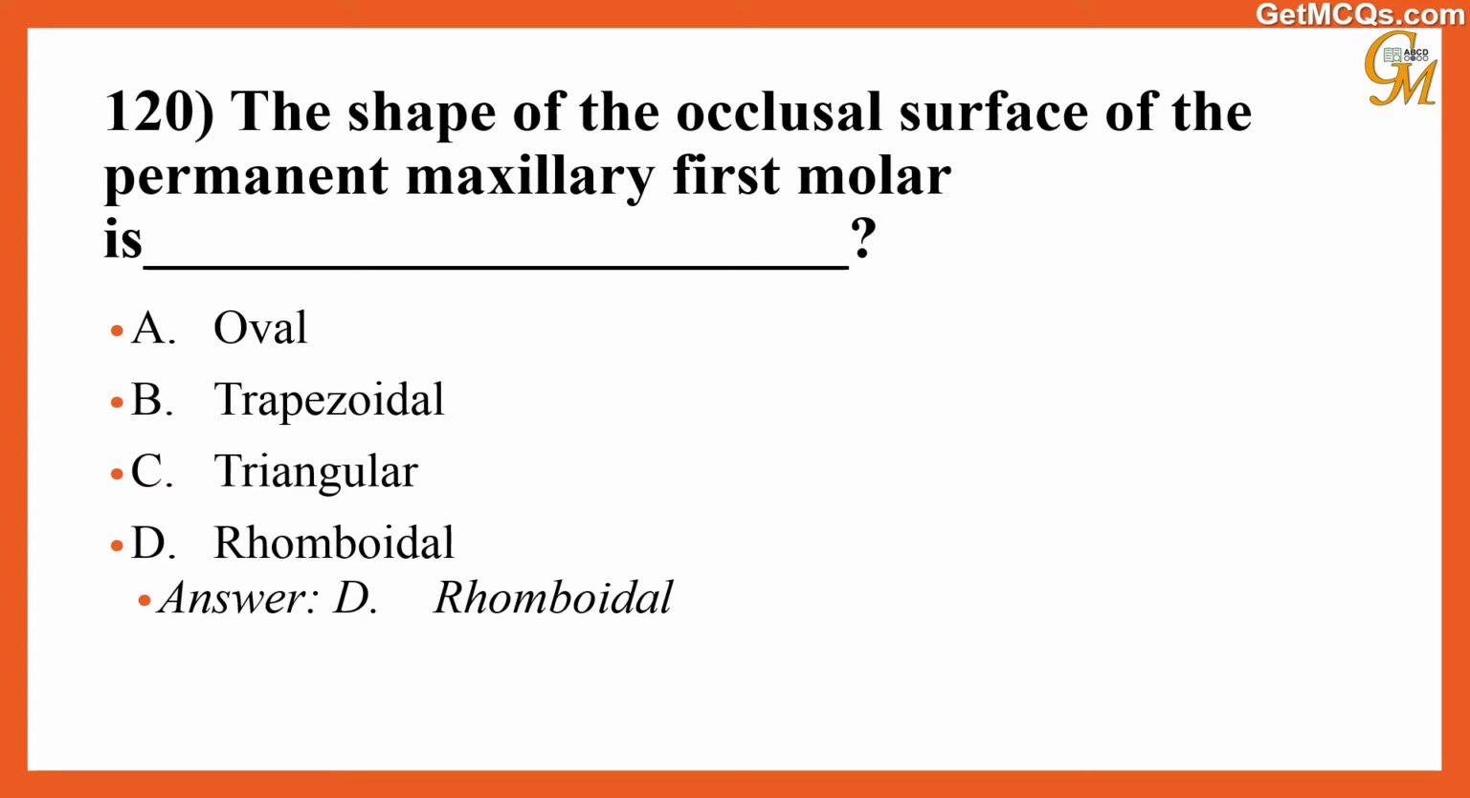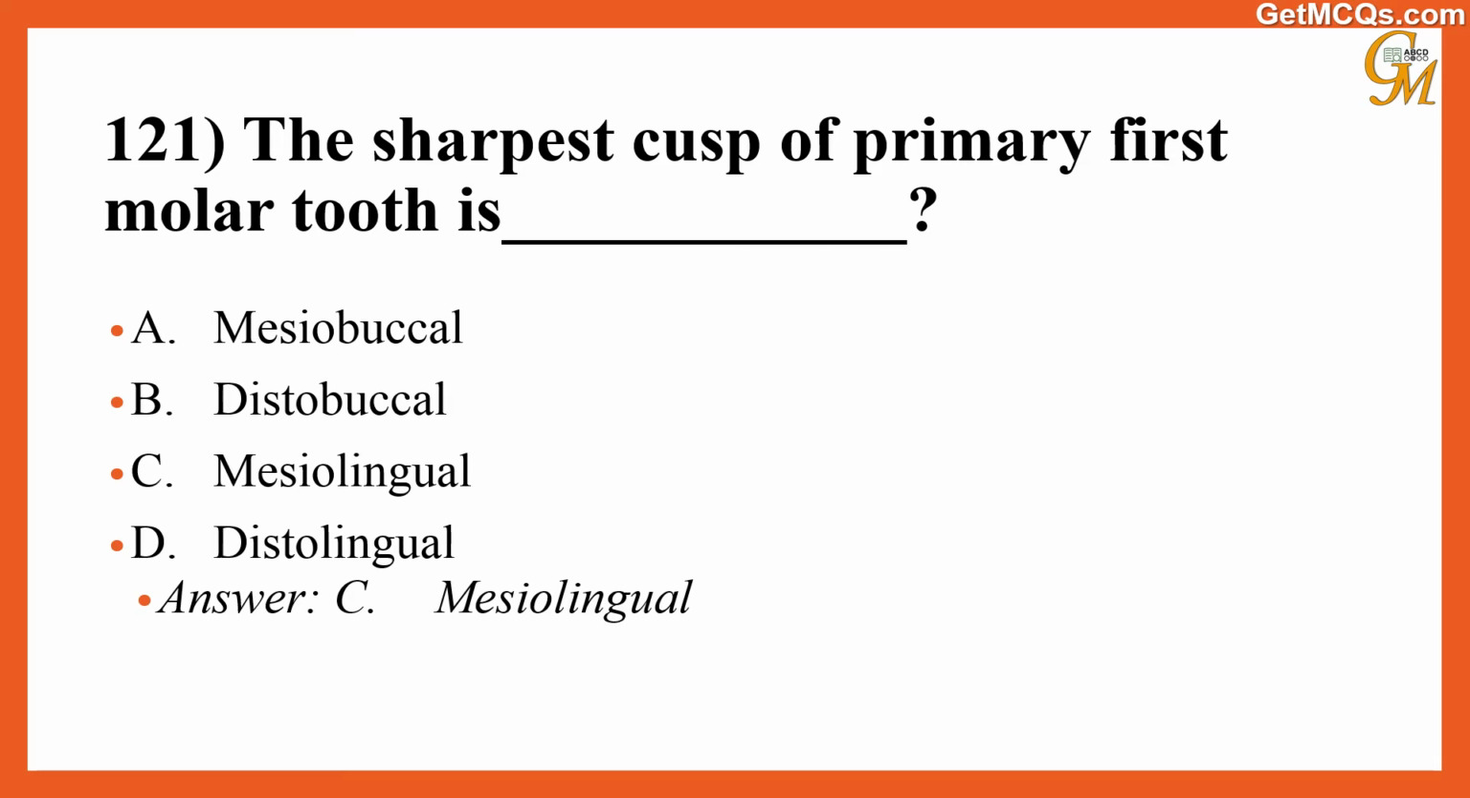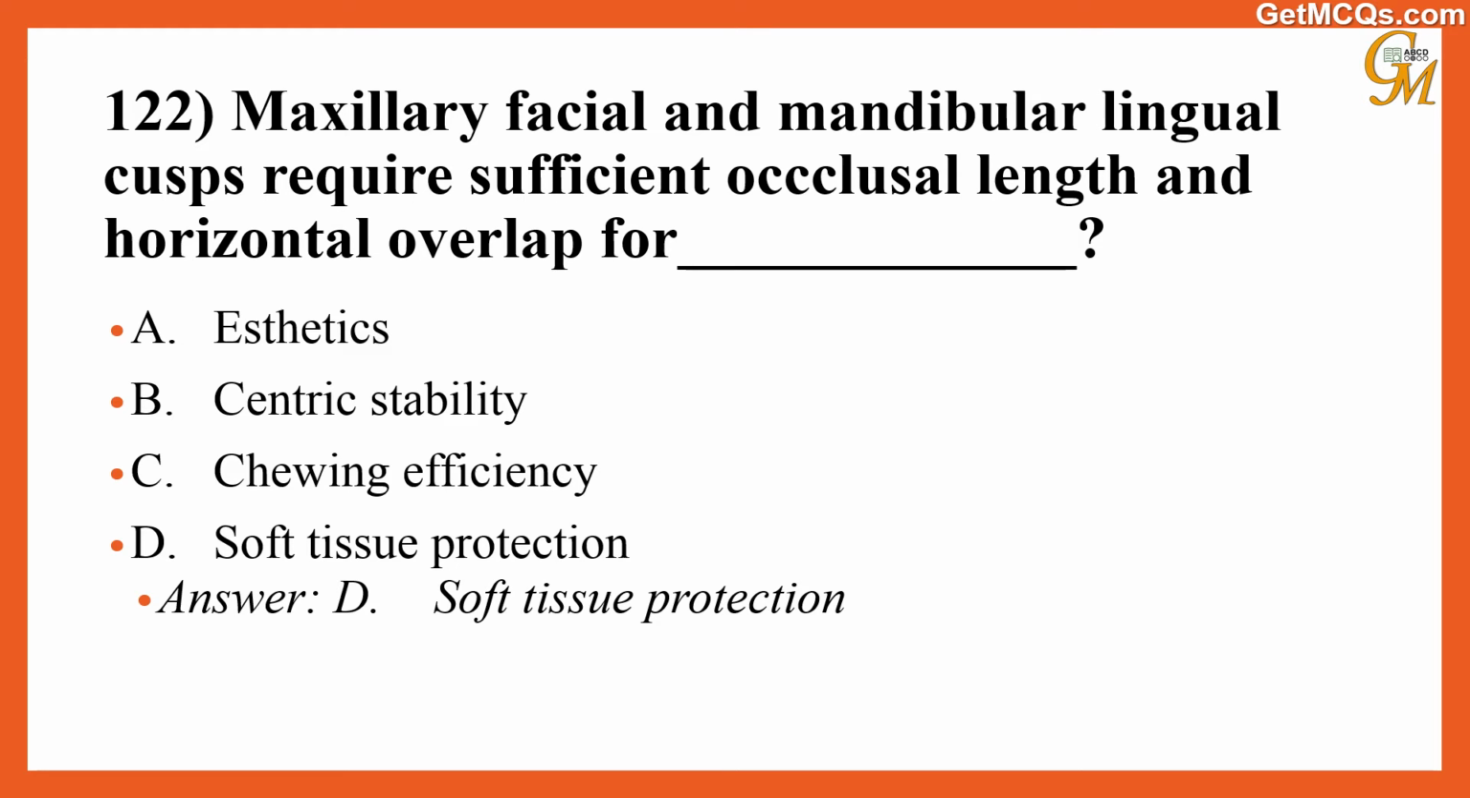120. The shape of the occlusal surface of the permanent maxillary first molar is? Answer: D. Rhomboidal. 121. The sharpest cusp of primary first molar tooth is? Answer: C. Mesiolingual. 122. Maxillary facial and mandibular lingual cusps require sufficient occlusal length and horizontal overlap for? Answer: D. Soft tissue protection.